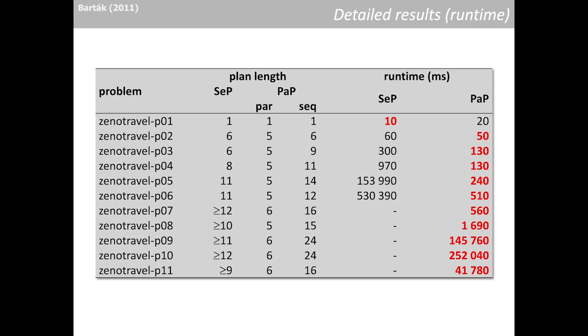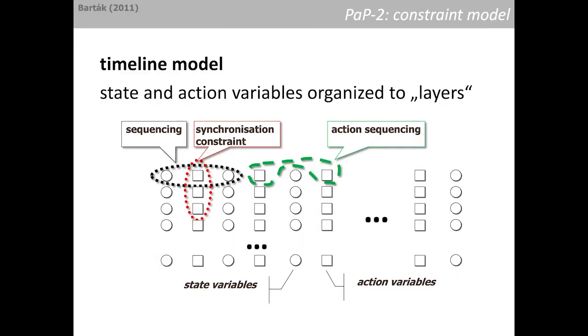But we can see that the number of actions is not significantly larger for the parallel planner than for the sequential planner. But definitely we can solve many more problems because the number of calls to the solver is much smaller. But now we can improve the PAP planner even more.